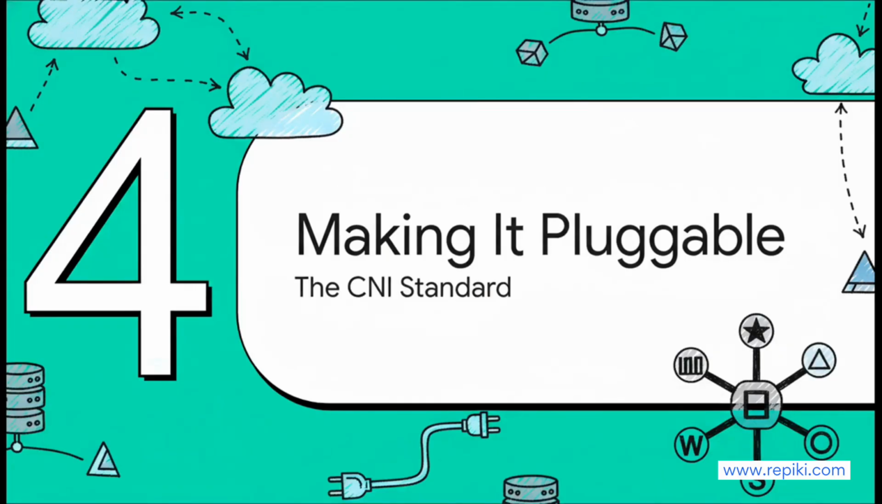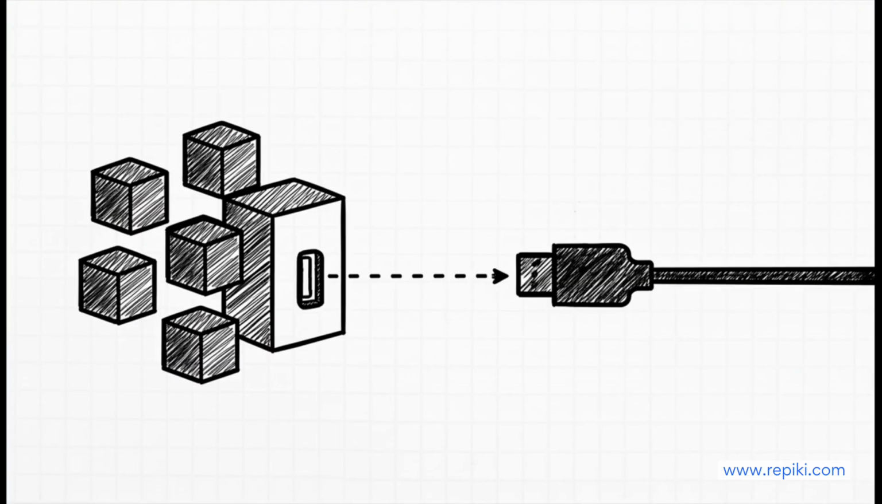So here's the really clever part. Kubernetes defines what the network has to do with these rules, but it doesn't actually implement the networking itself. No. Instead, it created this brilliant specification that lets any network vendor plug their own solution right into the cluster. This standard is called the Container Network Interface, or CNI.